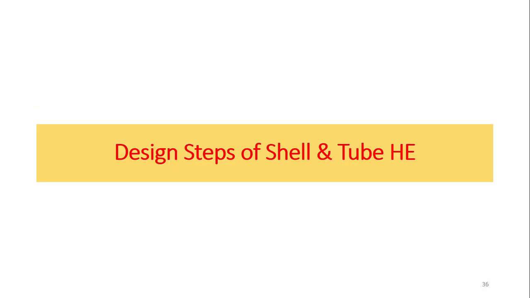Now let's talk about the design steps of the shell and tube heat exchanger. After having a look at the different design steps, I will go through a design problem for a 1-2 shell and tube heat exchanger, that is, 1 shell and 2 tube passes. The design steps are almost similar to what you have already studied for the design of the double pipe heat exchanger, with a few modifications.